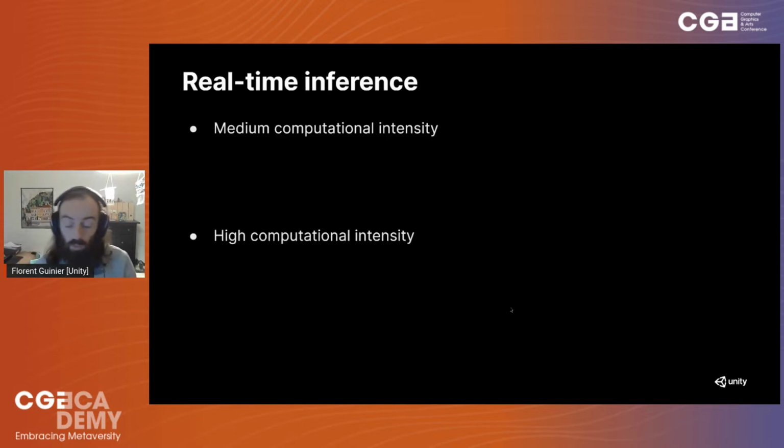So, real-time inference in-game. There are a ton of different networks out there, but we can roughly separate them into two broad categories: medium computational intensity and high computational intensity. There's no low computational intensity in terms of neural networks, unfortunately.